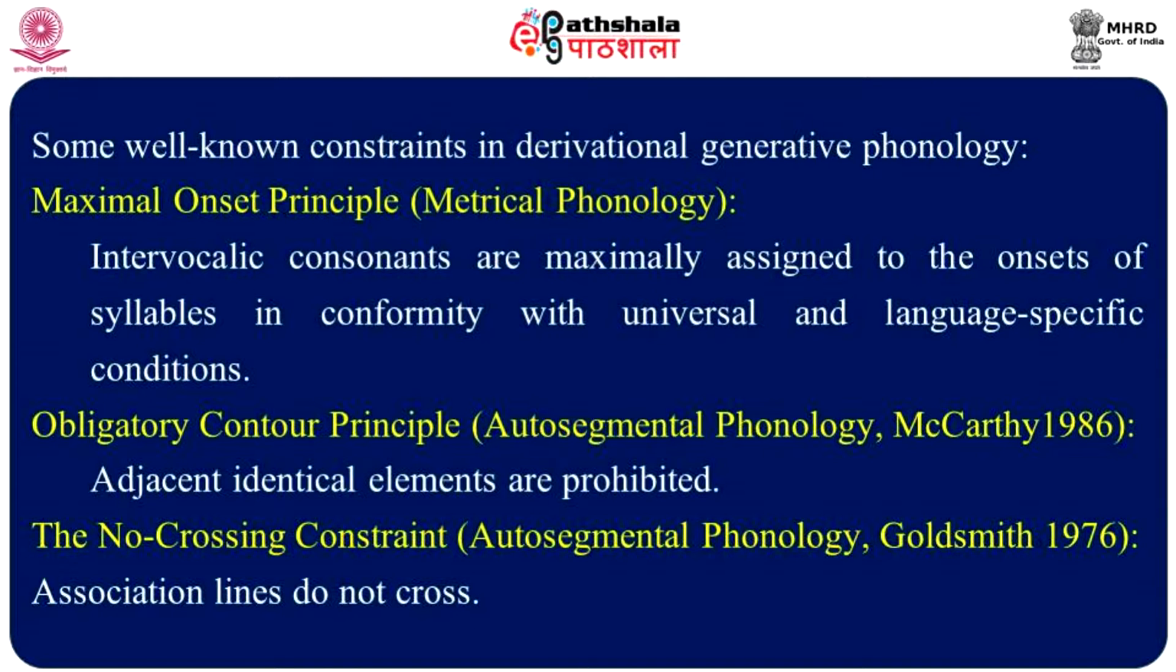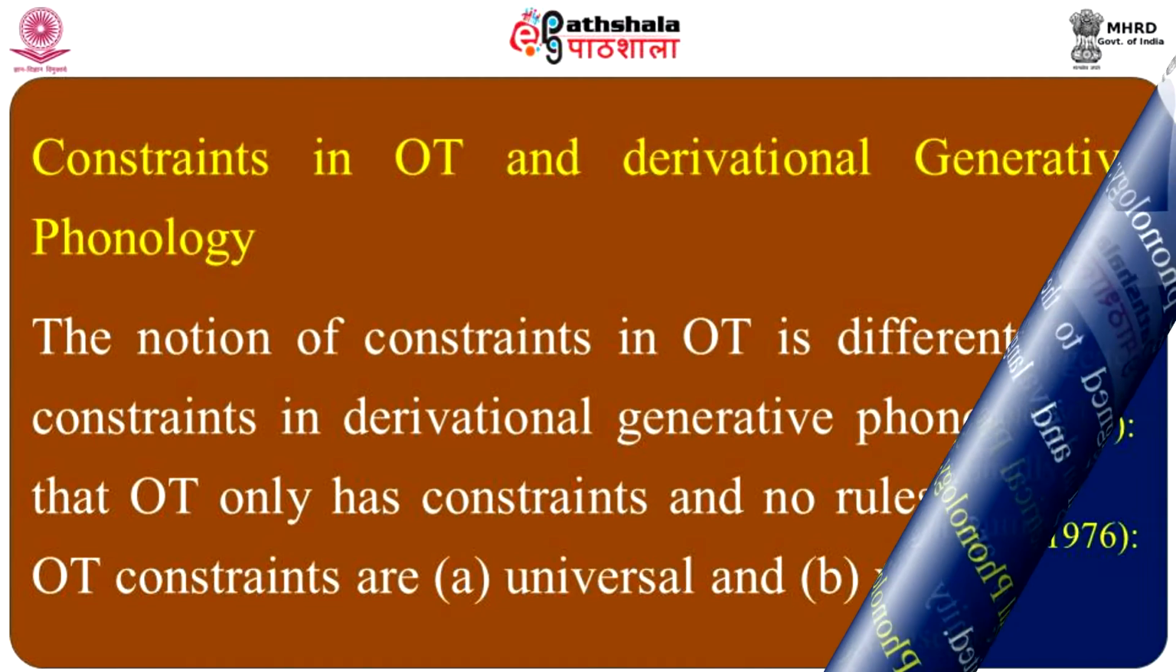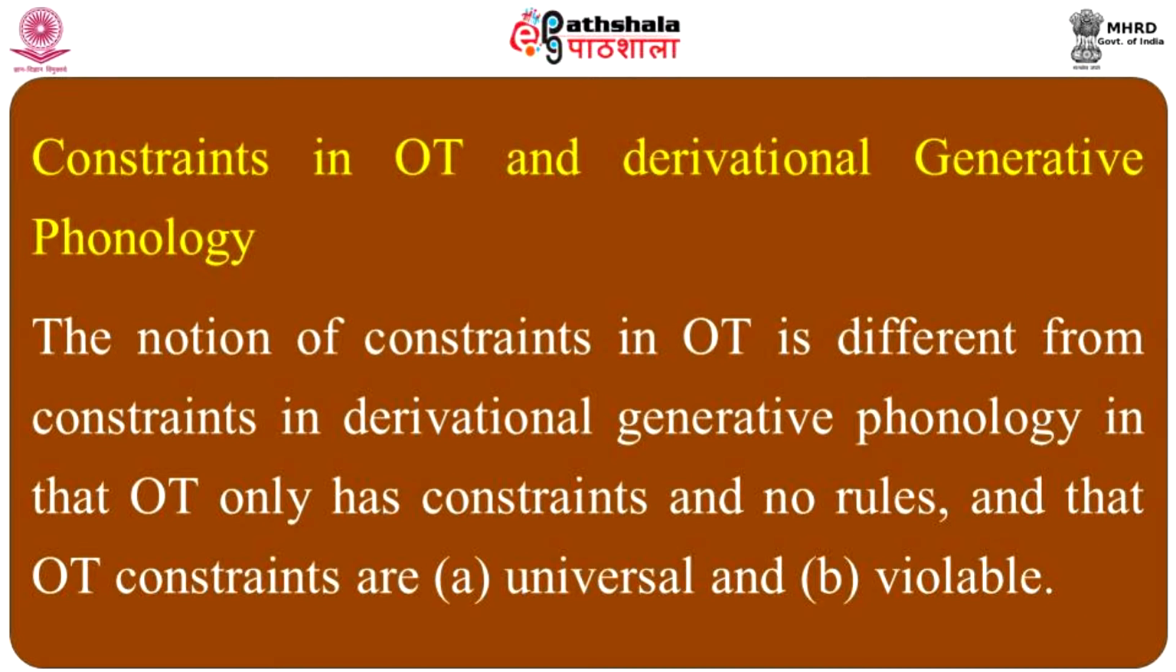The second constraint, the obligatory contour principle. It says adjacent identical elements are prohibited. So identical sounds are best avoided. Then the no crossing constraint, which says association lines do not cross. Now, you are familiar with all these constraints discussed in the previous modules on metrical phonology and autosegmental phonology. Note that the no crossing constraint alone is inviolable, but the other constraints, maximal onset principle and obligatory contour principle, are violated, as you will notice from the examples given in the module.